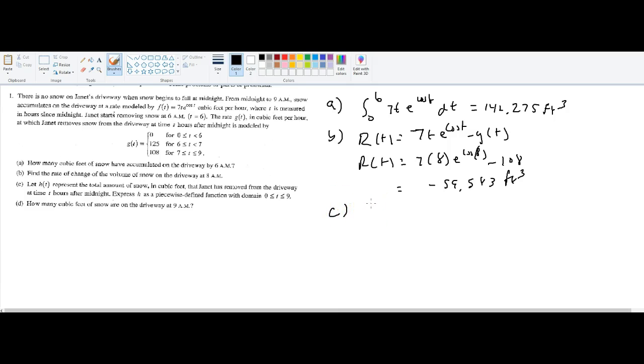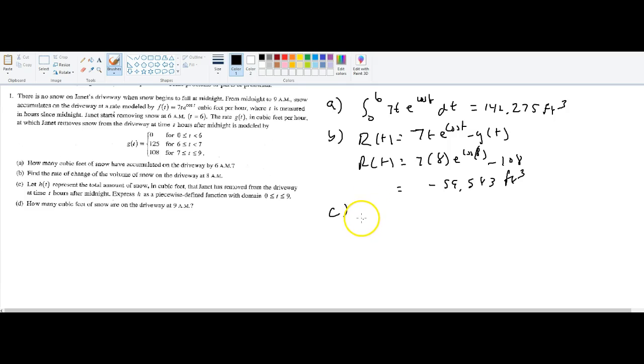C. H of t represents the total amount of snow in cubic feet that Janet's removed from the driveway from time equals t after midnight. Express H as a piecewise defined function. Why? Because she's changing what she's doing. How much snow is she removing? Oh, crud, this is going to become hard. Why? Because our time's all screwed up. We're not starting our shoveling at time equals 0. We're starting shoveling at time equals 6.